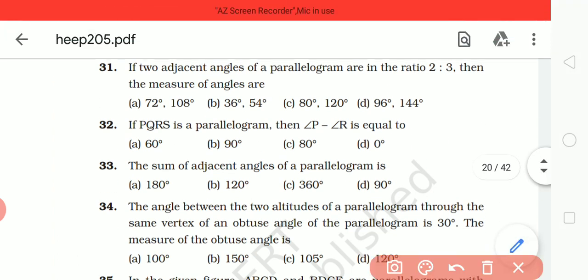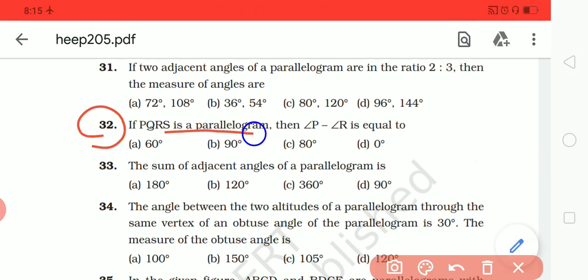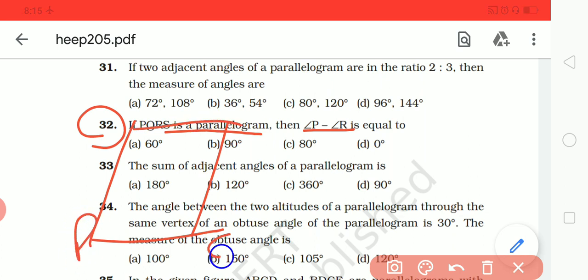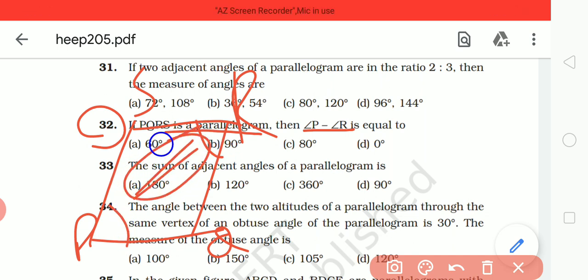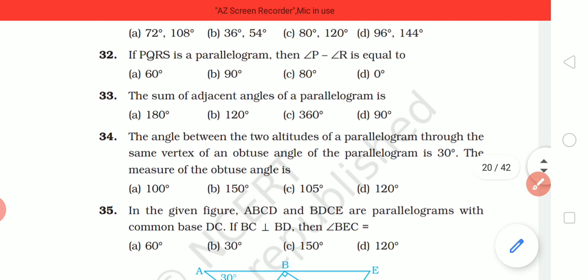Come to question number 32. If PQRS is a parallelogram, then angle P minus angle R is equal to, I'm roughly drawing a parallelogram. This is PQRS, right? So this P minus R is 0 because both are equal angles, and if you subtract the equal angles, you will get 0 degrees, right? So the answer is 0 degrees.